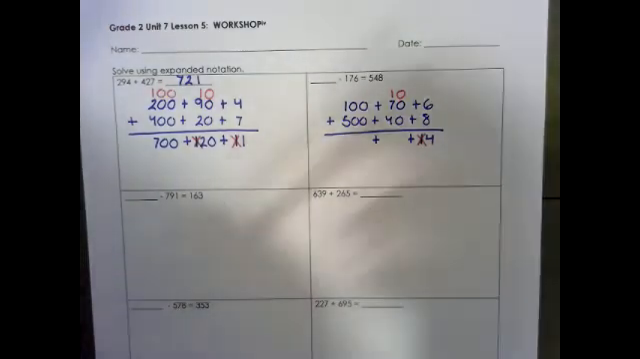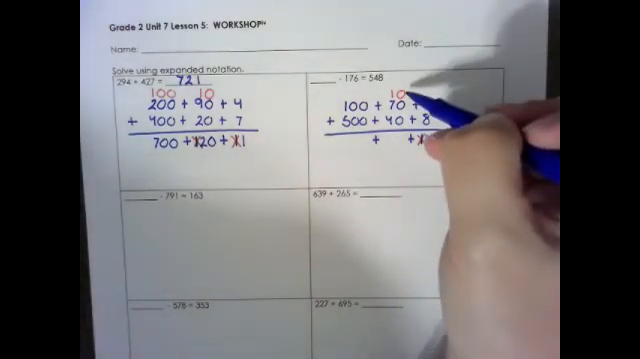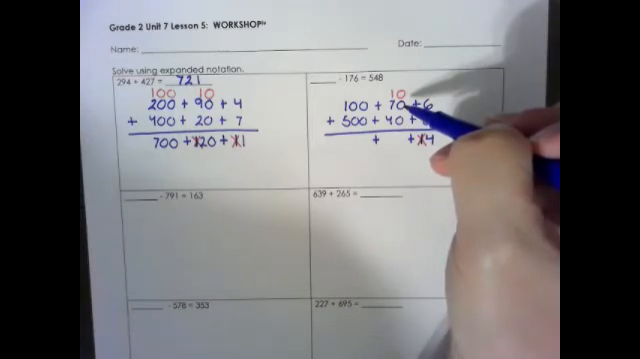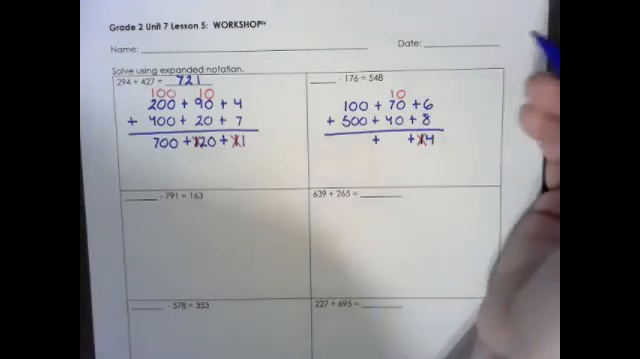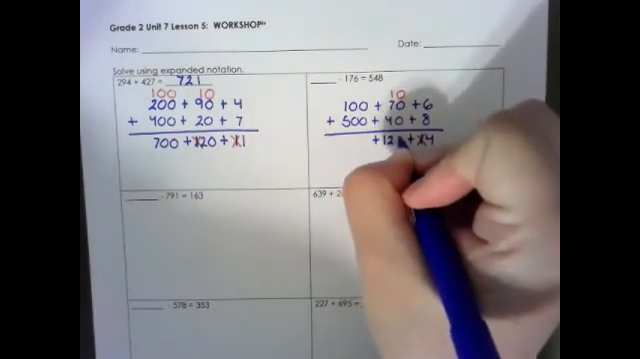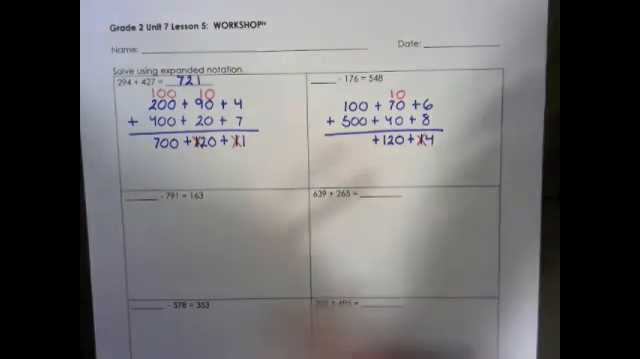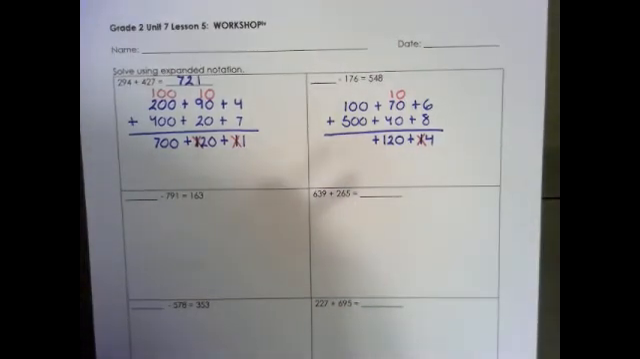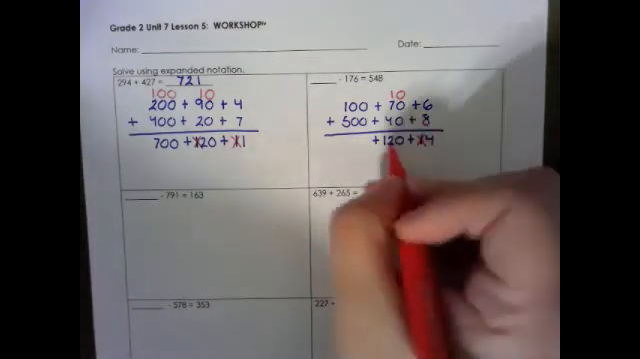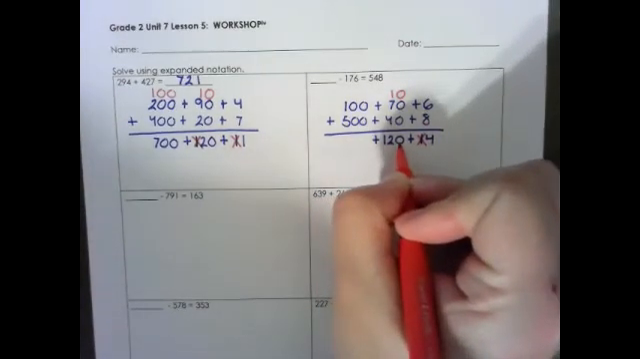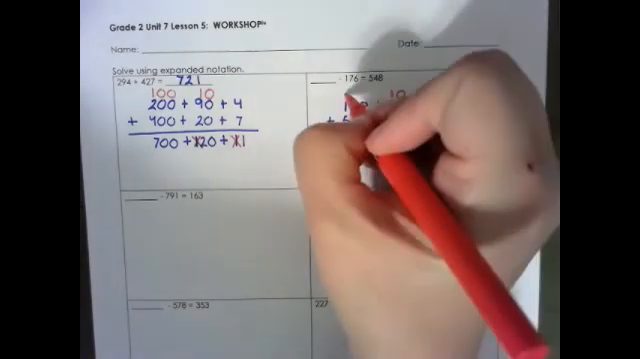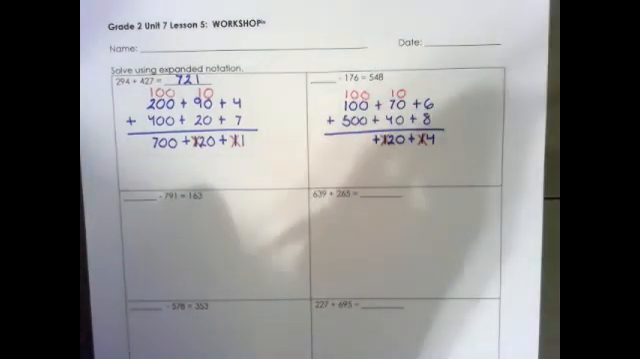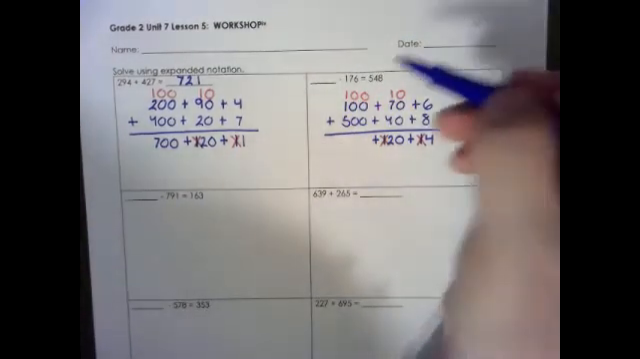Now let's add the tens. 10 plus 70 is 80. 80 plus 40 is 120. 12 tens equals 120. What do you see? You're great at this. 120 is more than 10 tens. We can regroup 100 to the hundreds place. Now we can add again.